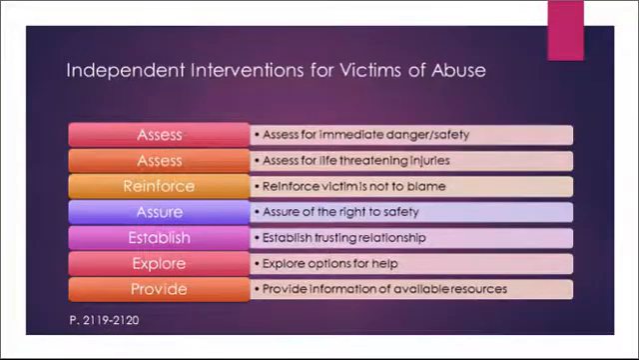Independent interventions the nurse can do for victims. This is back on page 2119. Independent interventions for victims go into 2120. Assess for immediate danger. Assess for life-threatening injuries. Reinforce that the victim is not to blame. Assure the right to safety. Establish trust and relationship. Explore options for help. Provide information and available resources.